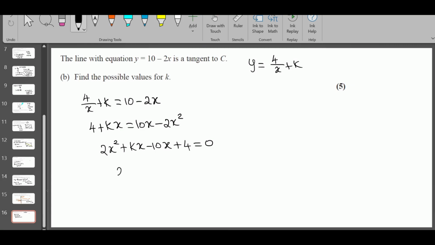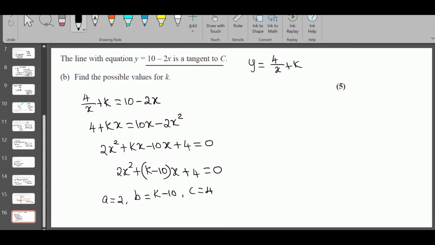Write it in the standard form. 2x square, take x as a common factor, plus 4 is 0. So a is the coefficient of x square, b is the coefficient of x, c is the constant. If the line is tangent to the curve, that means it touches at only one point. So the condition is b square minus 4ac is equal to 0.